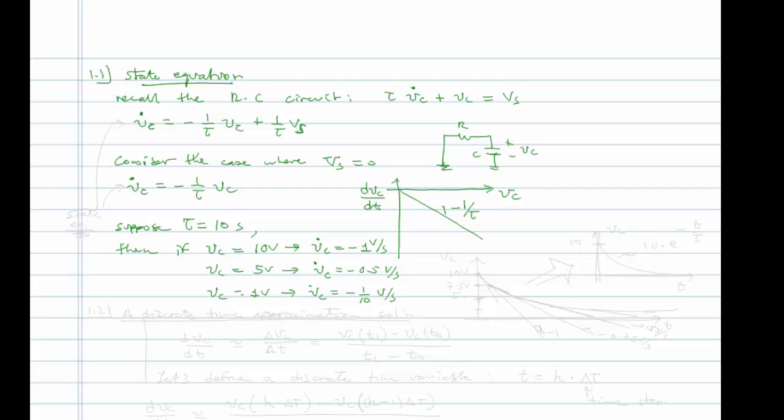Right? And let me see if we can plot this out over here. I have time and capacitor voltage here. So maybe initially we have 10 volts, and this has a slope of minus 1.